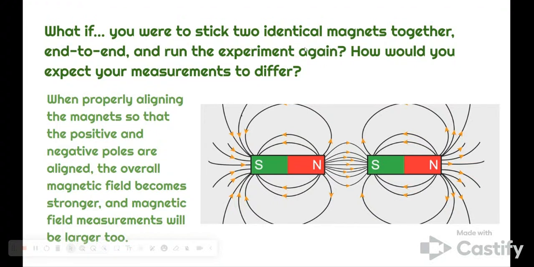And then if we were to stick 2 identical magnets together end to end and run the experiment again, you can see here in this diagram, I think it shows it pretty well, the magnets will run in the same direction, with the north and south ends attracting to each other. So it'll just create a stronger overall magnetic field, and the measurements for magnetic field will become much larger.